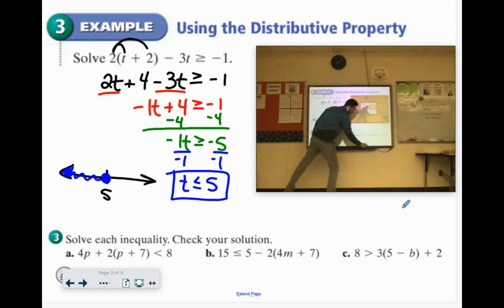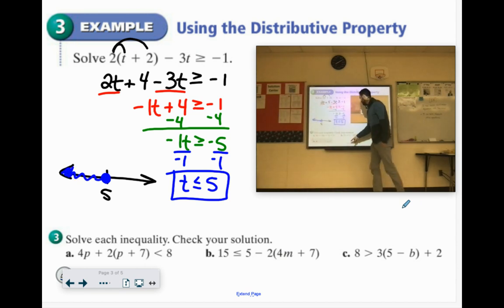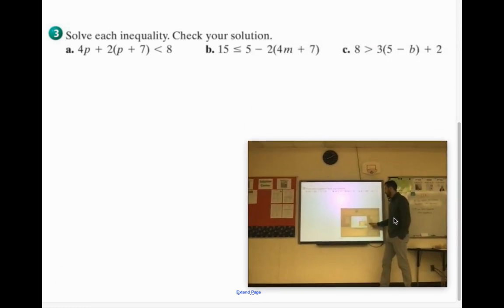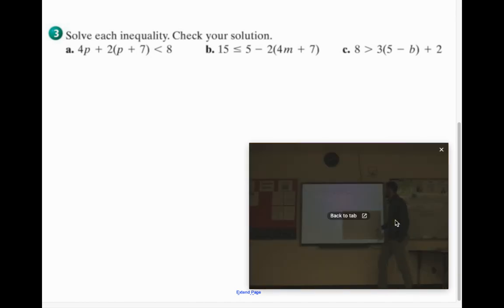So there's 3 here. Why don't you pick 2 of them to try out, and then pause it, try it out, unpause it, check your work, see how you did, fix any mistakes if you made them. Here we go.